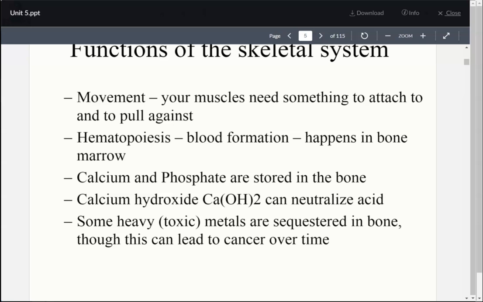Heavy toxic metals that are sequestered in bone can lead to cancer over time if they do not get removed. Now, how would you get them removed? Depends on the heavy metal, but that would be the liver. So if you are temporarily exposed, you have brief exposure, and then you go back to not being exposed, the liver would be able to, for many heavy metals, take care of it over time. You would excrete it in your waste. However, if you have constant chronic exposure, that's never going to leave, and that sequestering is going to build up.